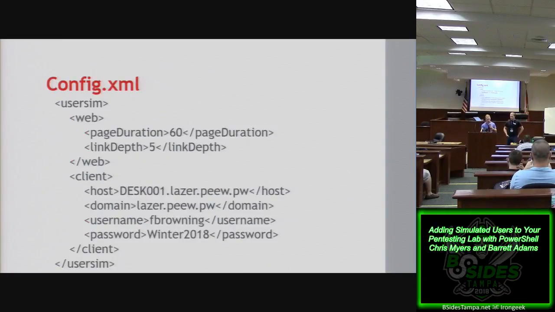Here's our config.xml. This is just a brief sample of it. There's a full sample on the GitHub that has all of the options you can use in it. But here we're just specifying that we want to wait 60 seconds on each web page that we're loading and go 5 links deep. And then we're also specifying one remote client here that this is going to get run on.